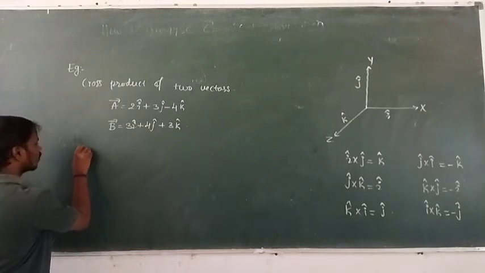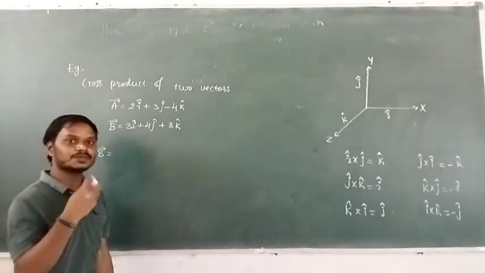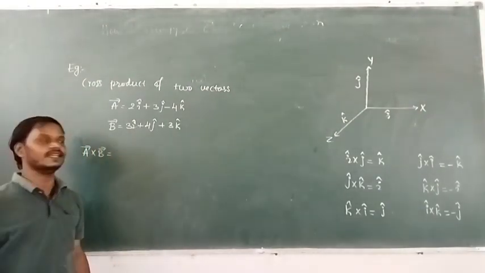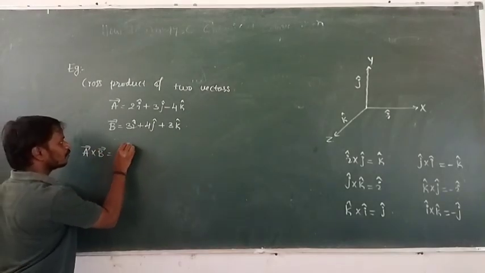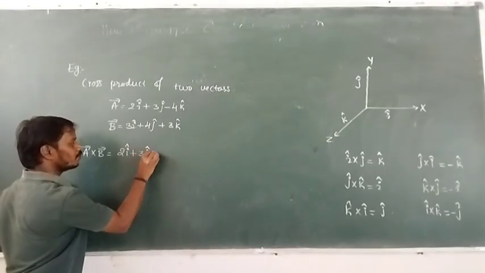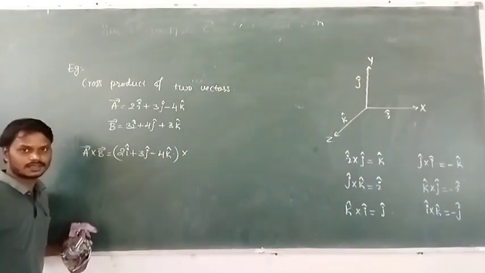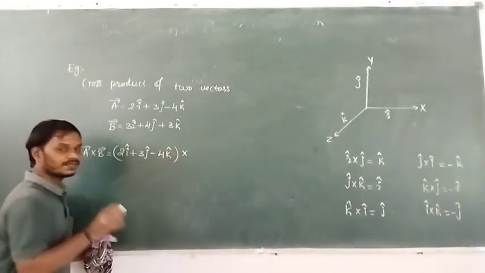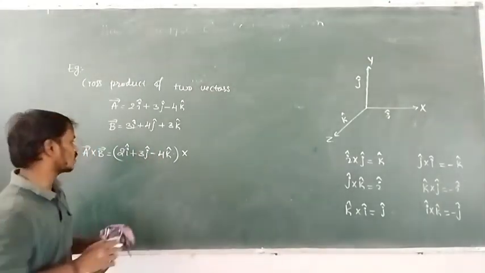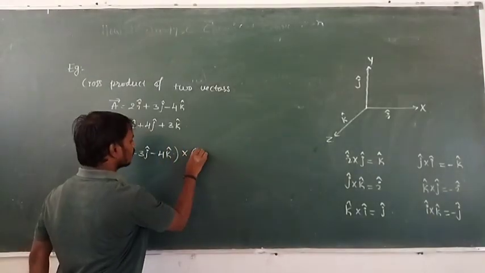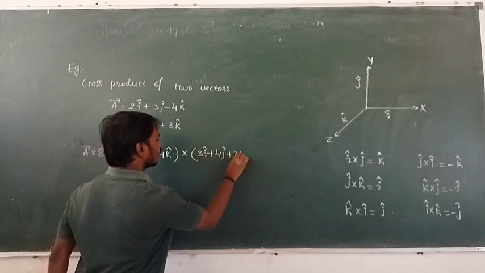A cross B means A to B, and B cross A means B to A. A is nothing but 2i plus 3j minus 4k, cross. Don't read this as multiplication, read this as cross, because we are discussing the cross product of two vectors. Now, vector B is 3i plus 4j plus 3k.